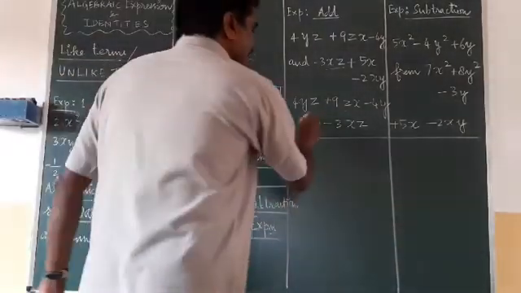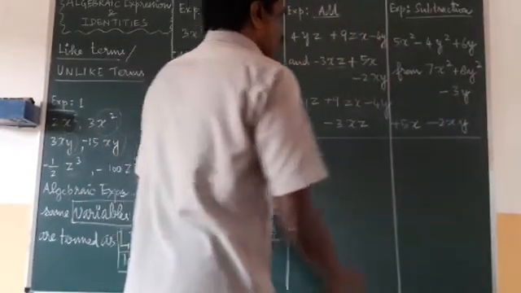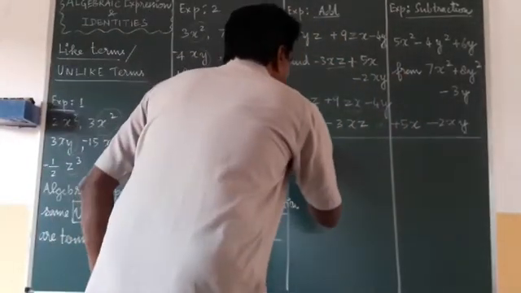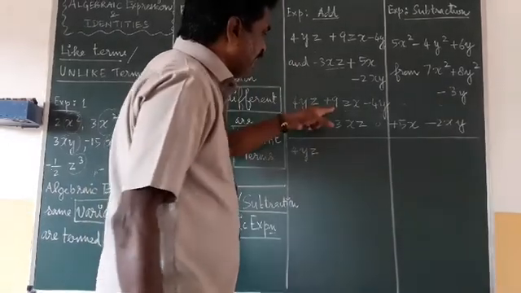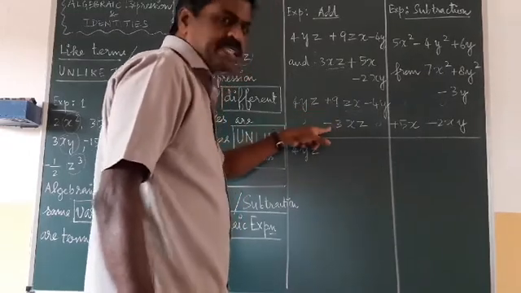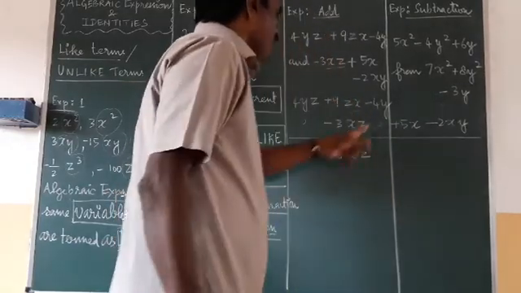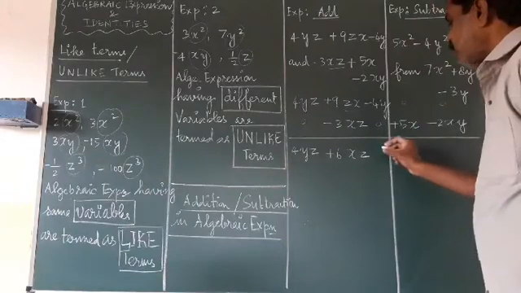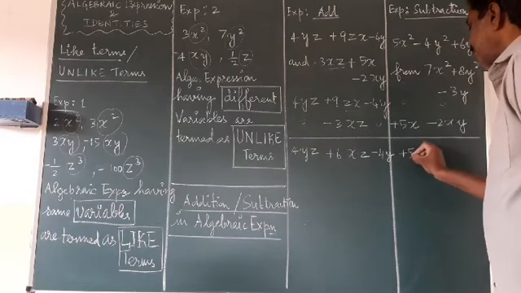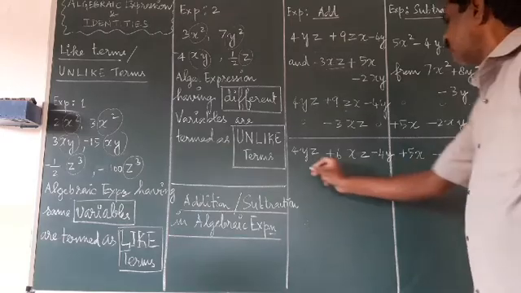How to add it? Here nothing is there, 0. Here also nothing is there, 0. Here also nothing, 0. Then what is the expression you get? 4yz. And 9 minus 3: subtraction with different signs, 9 is greater, minus 3 is smaller, so 9 minus 3 is plus 6xz. Then minus 4y: is a 4y term there? No. Minus 4y as it is. Then plus 5x. Then minus 2xy. Okay, so this is your answer.